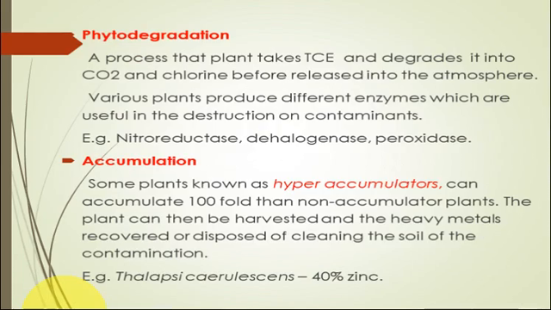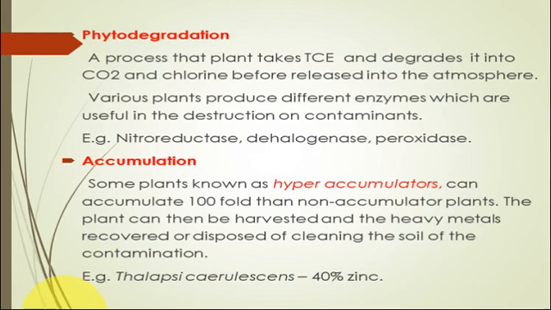Phytodegradation I would like to tell in detail, so I have written here a process: the plant takes up trichloroethylene and degrades it into carbon dioxide and chlorine before it is released into the atmosphere. Various plants produce different enzymes like nitroreductase, dehalogenase, and peroxidase, which destroy contaminants in the soils.